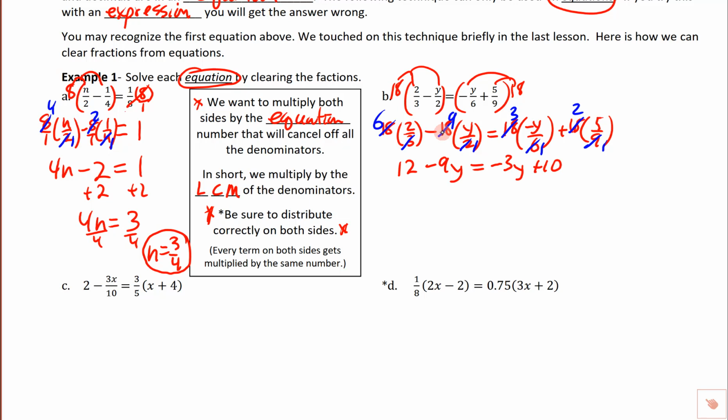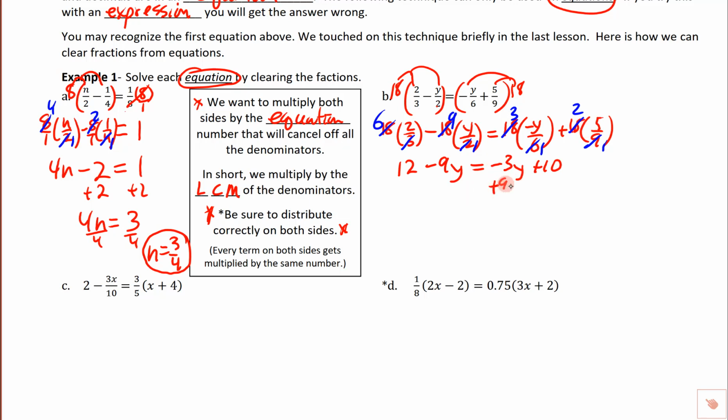Let's just quickly take a look and see how we could do this without writing out this step. The 3 cancels off the 18, it's a 6, so 6 times 2 is 12. The 2 cancels off the 18, this is a 9, so 9 times negative y would be negative 9y. The 6 cancels off the 18, this is now a 3, so 3 times negative y would be negative 3y. And the 9 cancels off the 18, that's a 2, 2 times 5 is 10. So it's actually quicker to do that as long as you follow all of that math than it is to write down each one of these. I'm not going to be writing that down in the future. We're just going to go ahead and solve this one here.